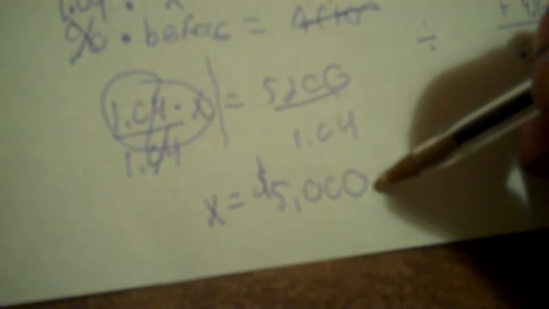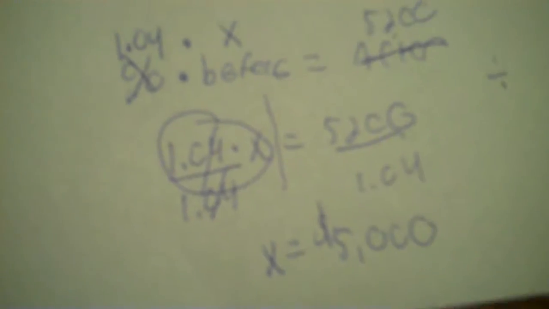$5,000. Okay, so x is 5,000. Now it's a money problem. I mean, you can put 0.00 if you want. Okay. All right, now here's what we're doing today. You're going to learn something new in this packet here.